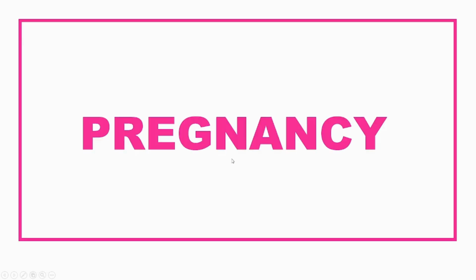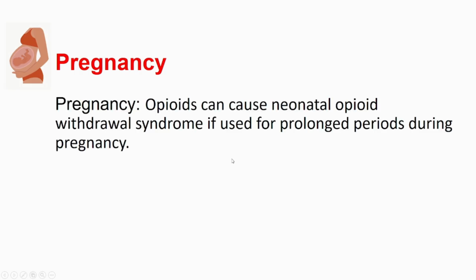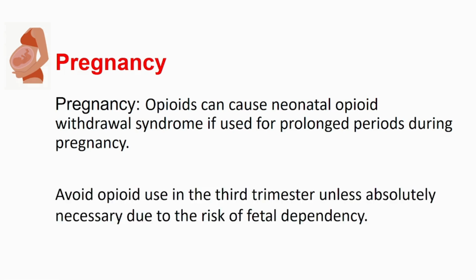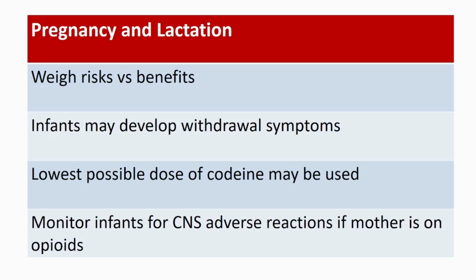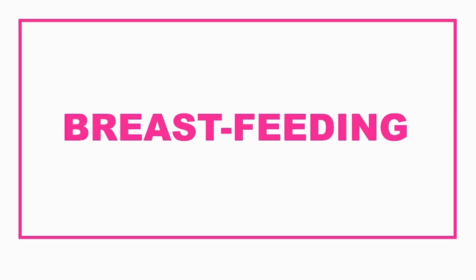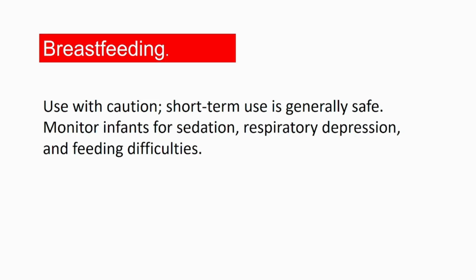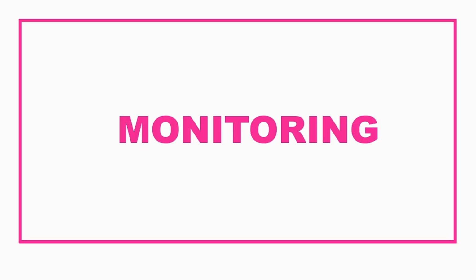So next, let's talk about the safety of this drug in pregnancy. Opiates can cause neonatal opiate withdrawal syndrome if used for a prolonged period during pregnancy. So avoid opioid use in the third trimester unless absolutely necessary due to risk of fetal dependency. Whereas for lactation, weigh the risk versus benefit, as the infant may develop withdrawal symptoms. The lowest possible dose of codeine may be used. Monitor infant for CNS adverse effects. Breastfeeding, use with caution, short-term use generally safe. Monitor infant for sedation, respiratory depression, feeding difficulties.